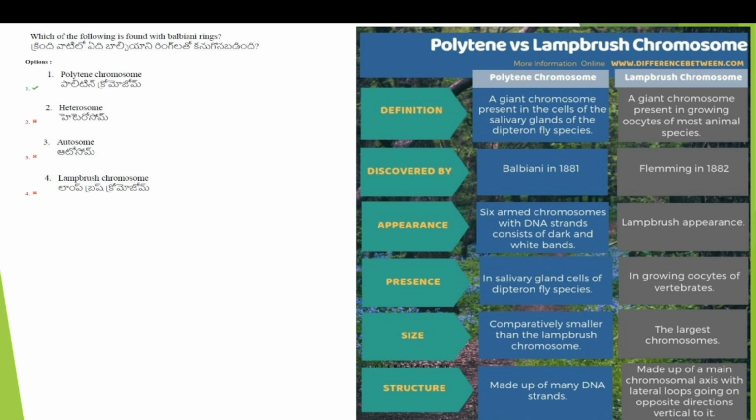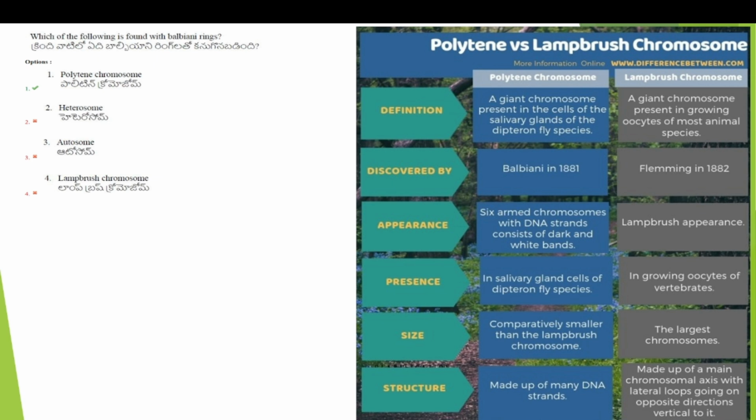Lampbrush chromosomes are also giant chromosomes, present in growing oocytes of most animal species. Polytene chromosomes are present in salivary glands. Both are giant chromosomes. Polytene chromosomes were discovered by Balbiani, whereas lampbrush chromosomes were discovered by Flemming.